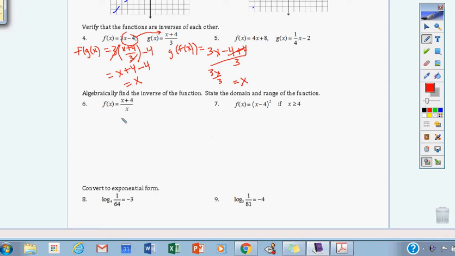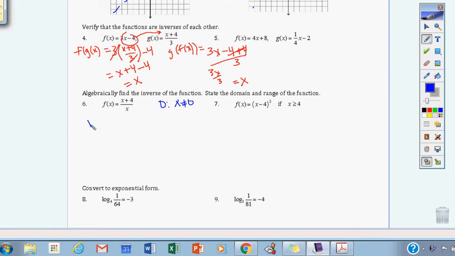Okay, I am going to do each of these. Algebraically find the inverse. So this is the one where we switch the x and y and then solve for y. So this problem, first of all, the domain and range. I can state the domain of the function right now. X cannot be 0 or negative infinity to 0, union 0 to infinity in interval notation. But we cannot have 0 because right off the bat, that would make it undefined.